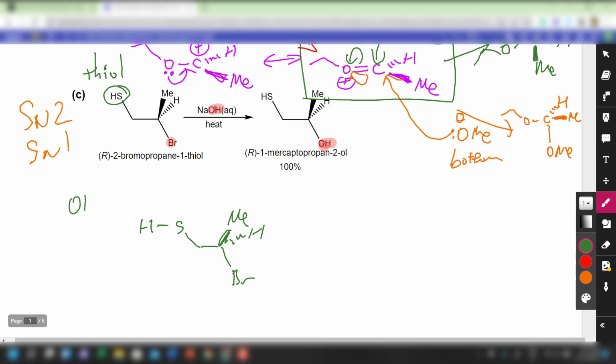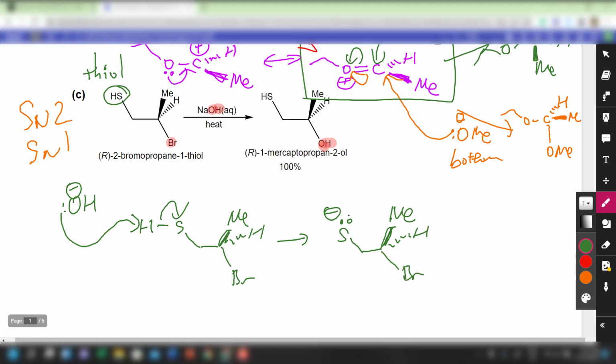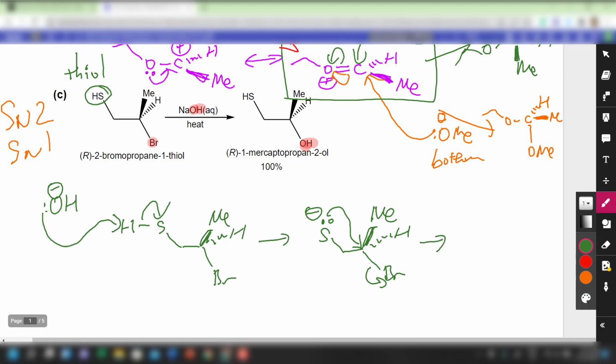Yeah, so the OH minus will probably deprotonate my thiol first to give me the thiolate. The thiolate will now have a negative charge, which allows what we call an internal nucleophilic substitution to take place, which looks like this.